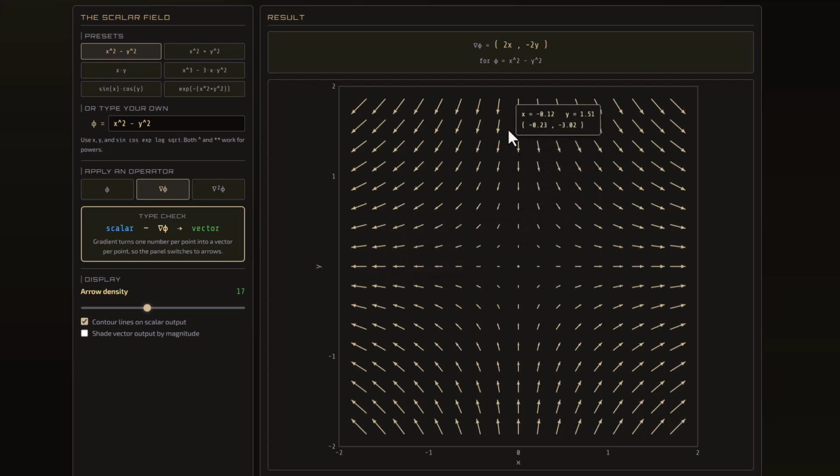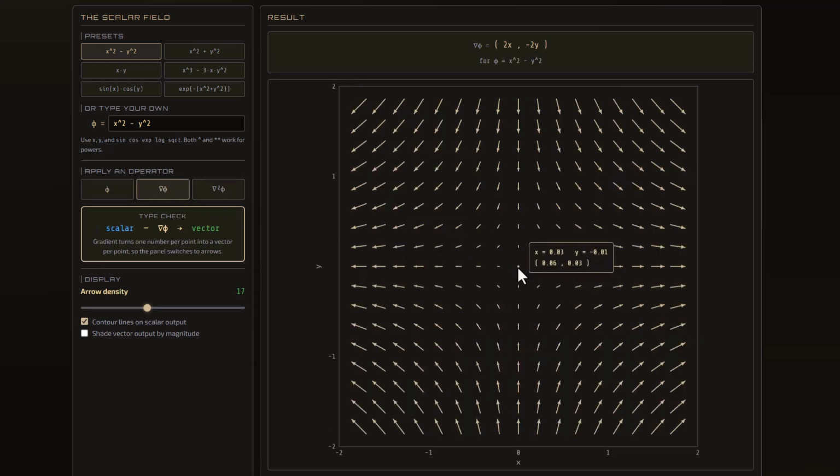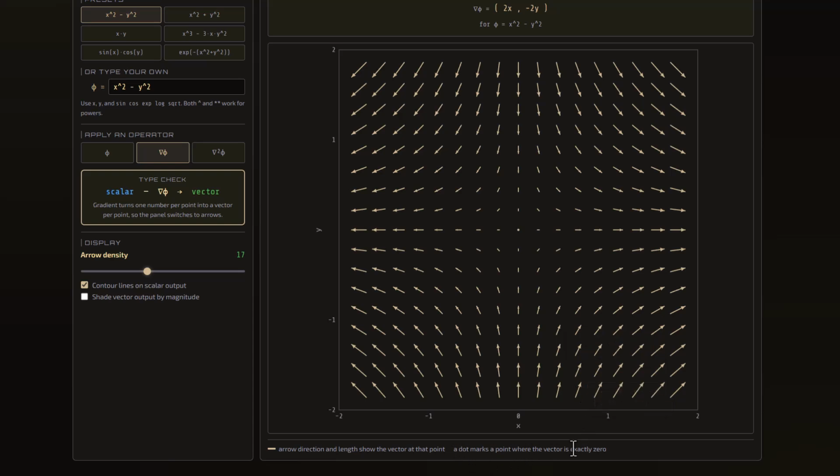And the magnitude tells us how steep the hill is. Kind of right here at the center of the graph, my hill's not very steep. I'm at this intersection where I've got practically no hills nor valleys. So in fact, the dot represents a point where the vector is exactly 0.